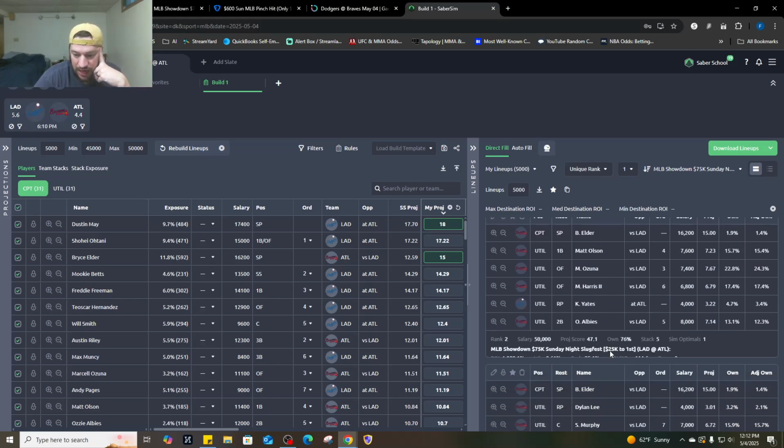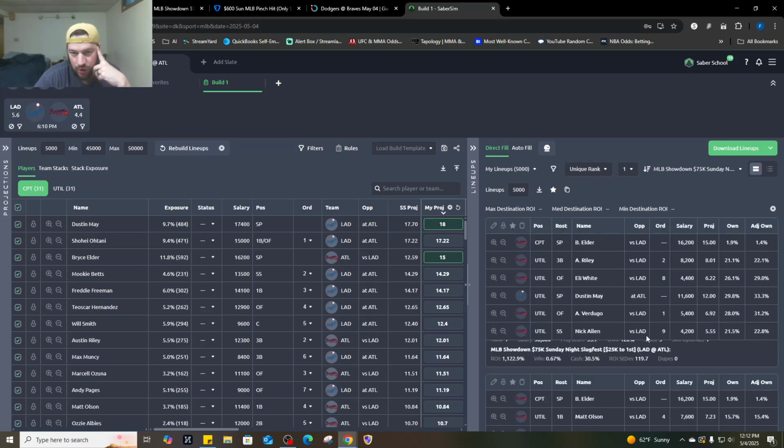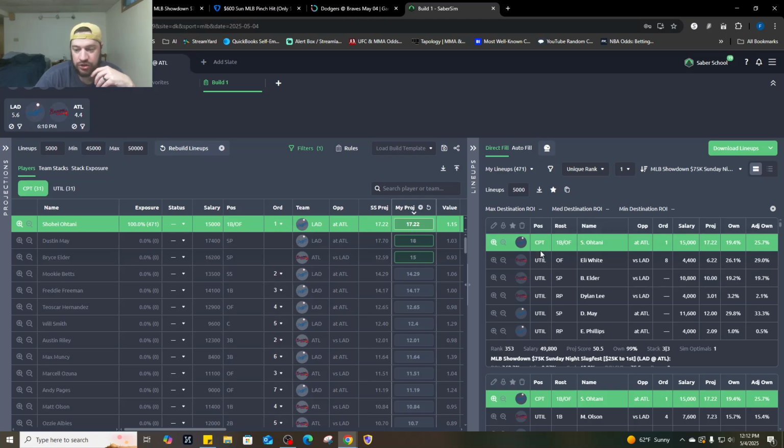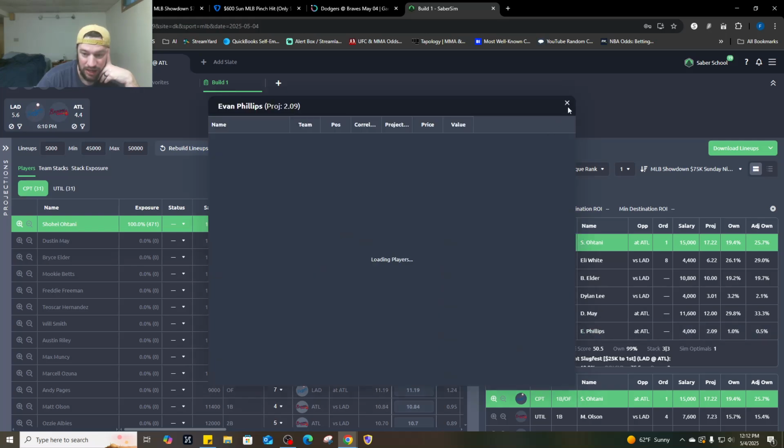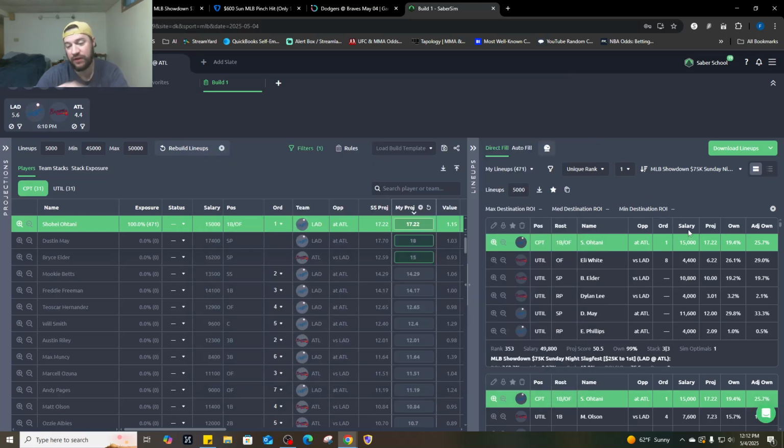So Bryce Elder at the top, and it's got the same lineups there if you want to go in that direction. If you want to look at what kind of a lineup would be with like Ohtani, he's a little bit cheaper than your pitchers, at least than Dustin May. So you put Ohtani in there. You got Bryce Elder, Dylan Lee. So they're thinking maybe the Braves bullpen comes in. And this one's very bullpen heavy. It's got Dylan Lee and Evan, is it Evan Phillips? Dylan Lee and Evan Phillips coming in.